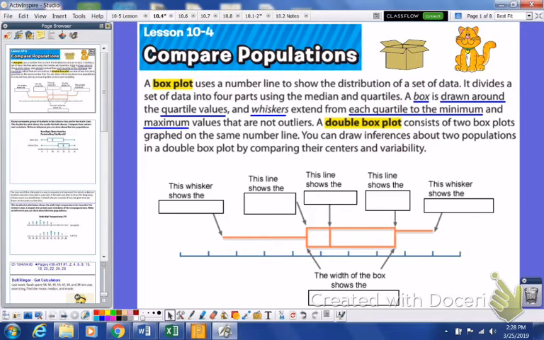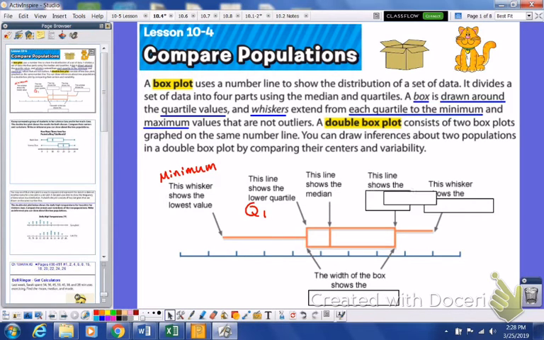So looking at the left here, this whisker shows the lowest value. So that is our minimum. Then moving to the right, this first line we see shows our lower quartile, which we typically just label Q1 for quartile 1. The line in the middle, that's nothing new, that's our median. Now you might also see that referred to as Q2, but we would typically say the median.